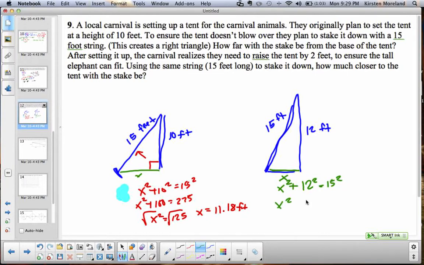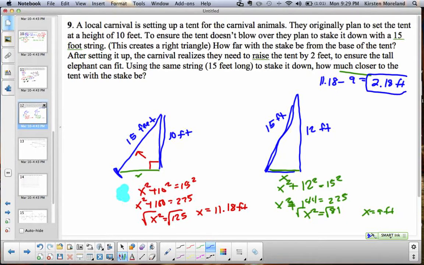So I get x squared plus, oops, my computer is being really slow right now. 144 equals 225. So I get x squared equals 225 minus 144 gives me 81, square root. And this one's nice. Square root of 81 is 9 feet. So I started at 11.18 away, and now I'm at 9 feet. So it says how much closer to the tent will it be? I'm going to take 11.18 minus 9 feet, and I will get 2.18 feet closer. Which means less people are going to trip over it, hopefully, since it's not sticking out quite as much.